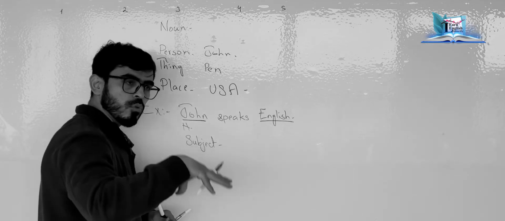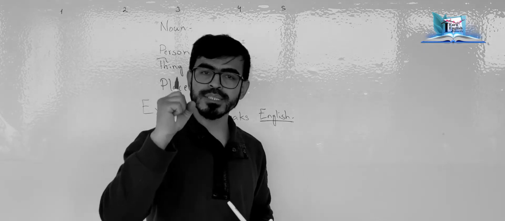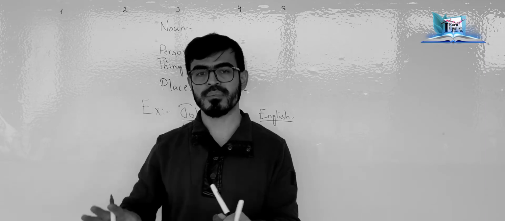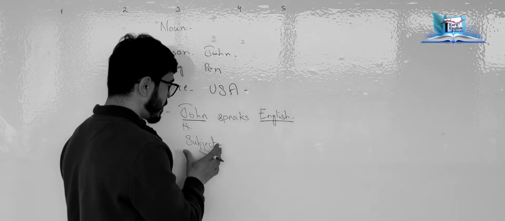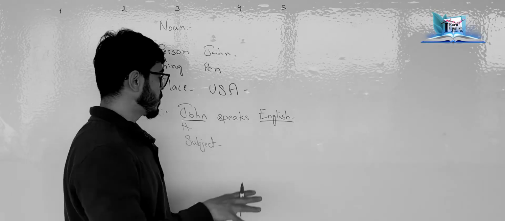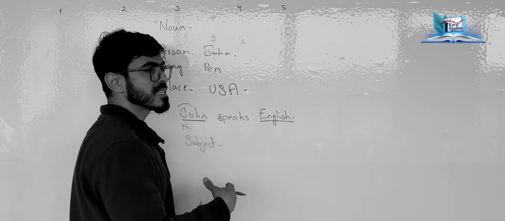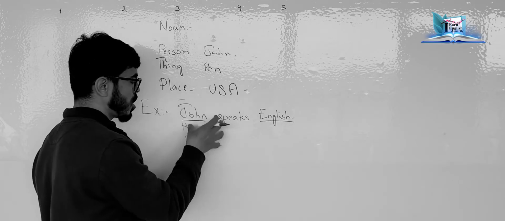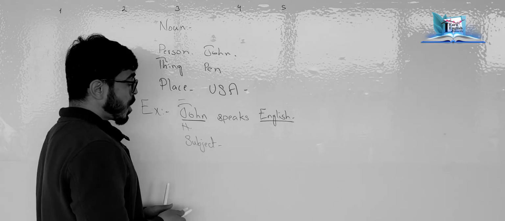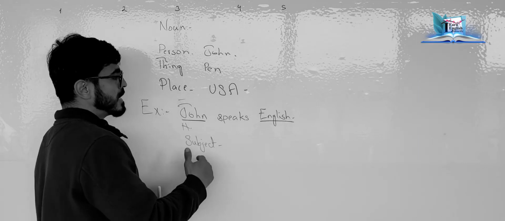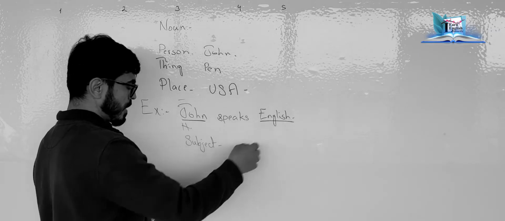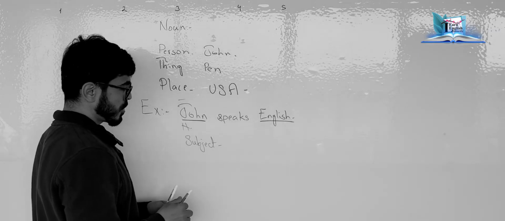So subject, what is subject? Subject always does the action, or subject is something that we talk about, okay? But now here, the subject is the doer of an action or activity, which is John speaks English. So in the sentence, John is the noun. So a noun can also be an object like this one, right? So let's focus on this sentence.